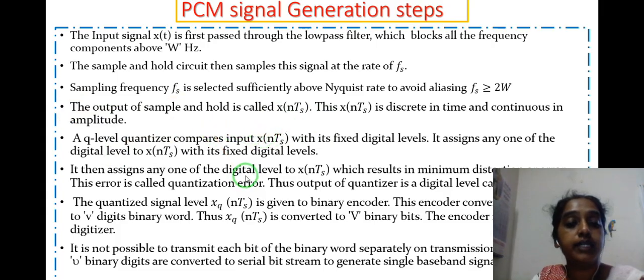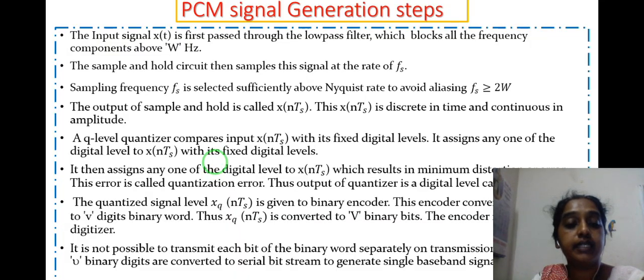The q-level quantizer compares the input x(nTs) with the fixed digital levels. It assigns one of the digital levels to x(nTs), the one which results in minimum distortion or error. This error is called quantization error. The output of the quantizer is a digital level called xq(nTs).